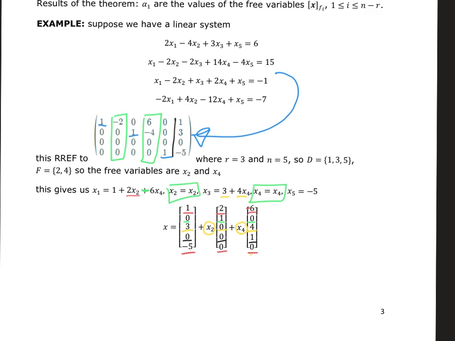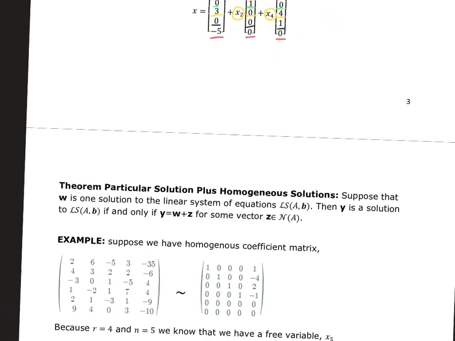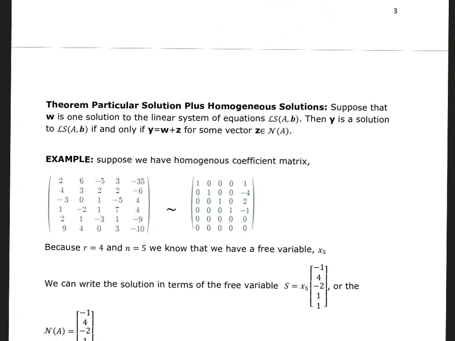Because this system is consistent, but there's an infinite number of solutions, then we know that I can have any x sub 2 I choose and any x sub 4, as long as I remember that it's a scalar and I multiply it into that vector, and those will be solutions to this system of equations based on the theorem up above. Okay, so let's look at the next theorem.